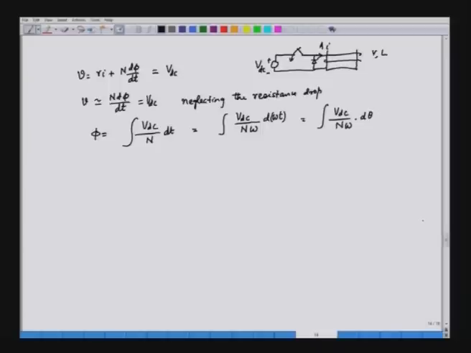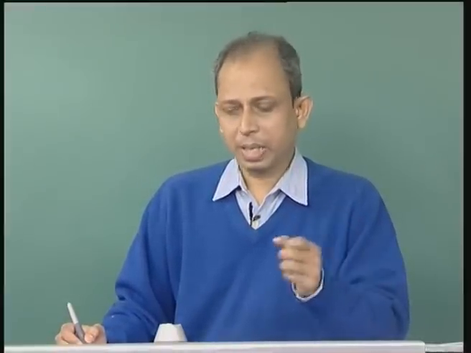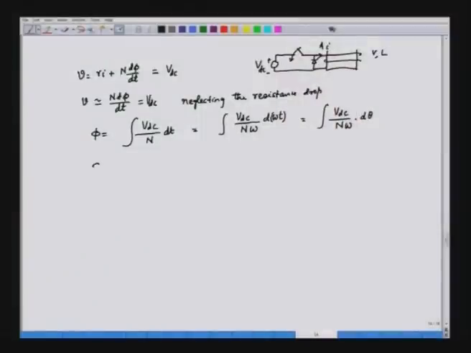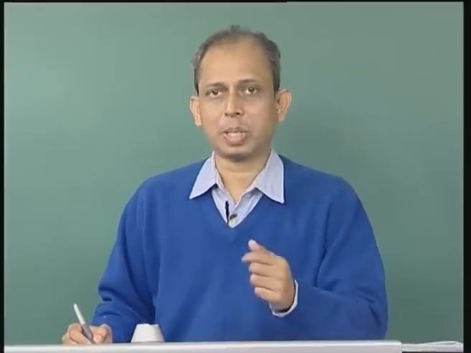Now, usually for a steady state condition, the speed is constant. So, if the speed is constant and VDC is also constant, we can have a simple integration that phi is equal to VDC by N omega times the integral of d theta, and that is equal to VDC by N omega into theta. So, in fact, here what we find is that if we apply a voltage, the flux will rise linearly with theta. The flux phi is proportional to theta.